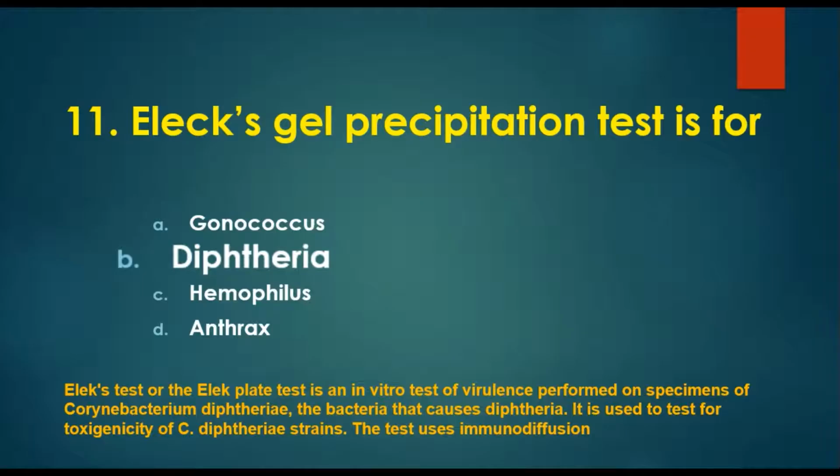Elek's test or the Elek's plate test is an in vitro test of virulence performed on species of Corynebacterium diphtheriae that causes diphtheria. And this test is mainly used to detect the toxicity of this bacteria, that is Corynebacterium diphtheriae. And this Elek's precipitation test is a type of immunodiffusion test.